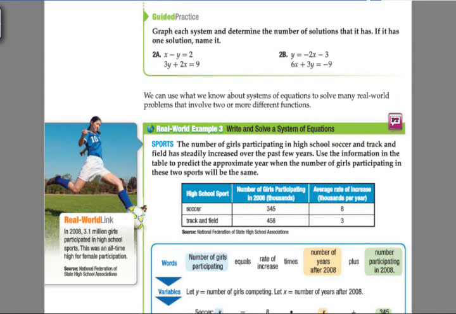All right, you've unpaused. Hopefully for 2A, you got that there was one solution and that it was (3, 1). Okay? And for 2B, hopefully you got that there were infinitely many.